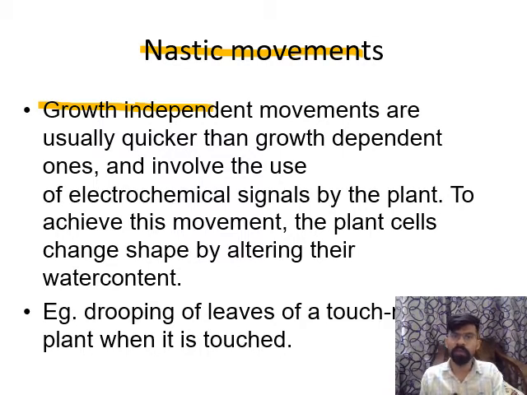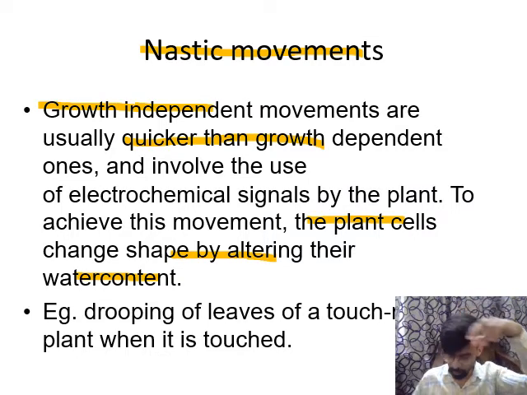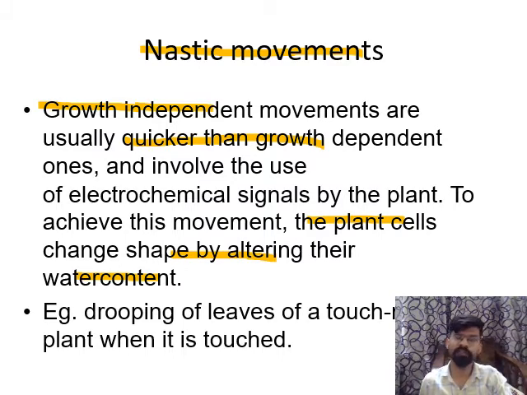So growth independent movements are usually quicker than growth dependent movements, and to achieve this movement, the plant cells change their shape by altering their water content. For example, the dropping of the leaf of the touch me not plant. Suppose a touch me not plant is present and we drop some water on the surface, then the plant leaf will get closed. Next.